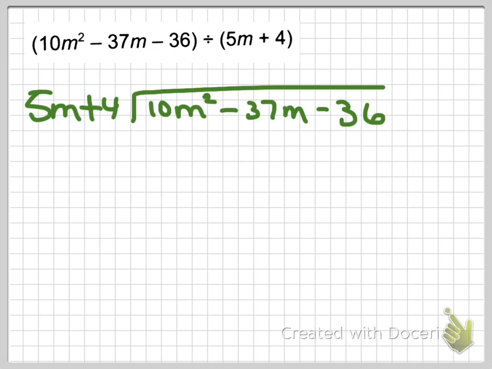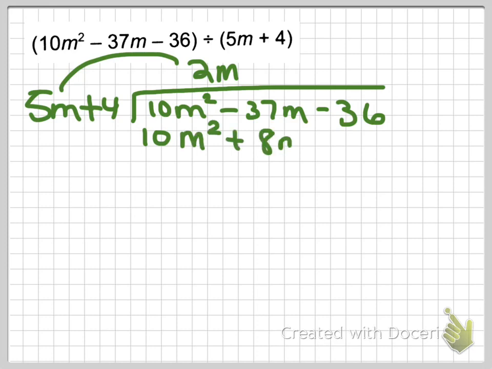And so we need to ask ourselves, 5m goes into 10m squared. What can I multiply 5m by to get 10m squared? 2m. So we're going to put a 2m here. So then you'll write 10m squared. Yes. And then 8m.